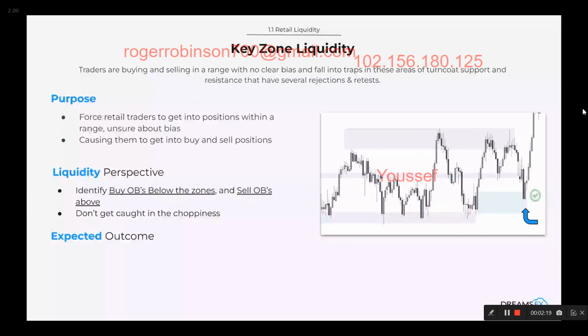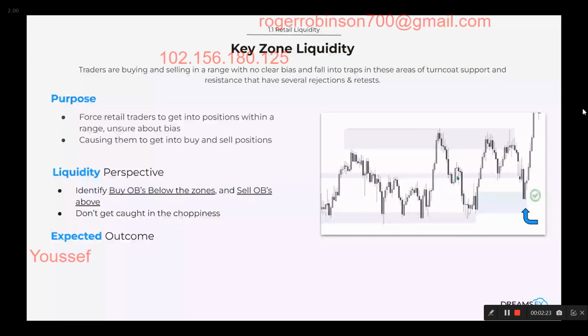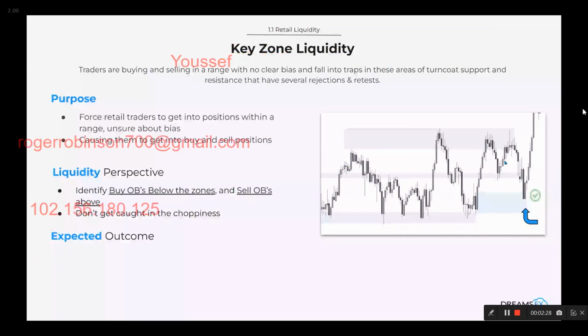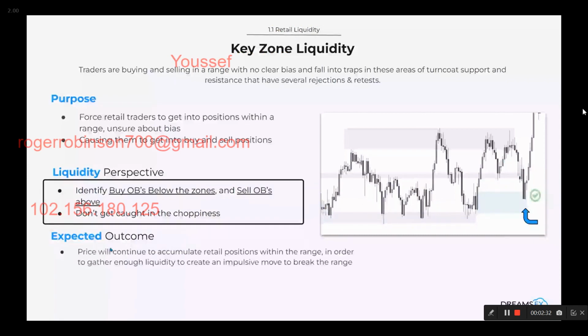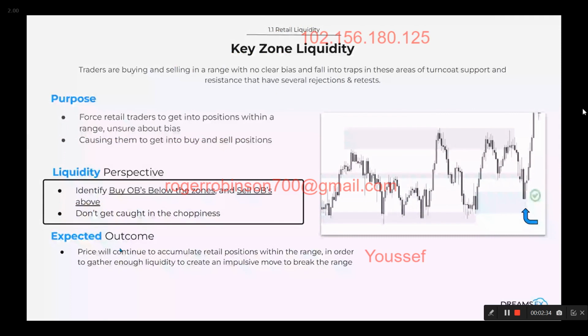If you're looking to buy, look below a key zone level. If you're looking to sell, if you see a previous level broken, sell above your key level zone. If you're seeing a key zone, do not sell in the zone retest of it. Sell above the retest, or better yet, just outside of the zone as a whole. The expected outcome in these scenarios: price will continue to accumulate retail positions within the range in order to gather enough liquidity to create an impulsive move to break the range.